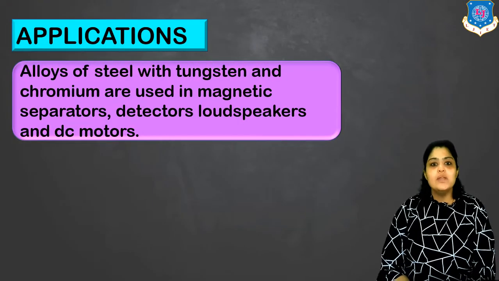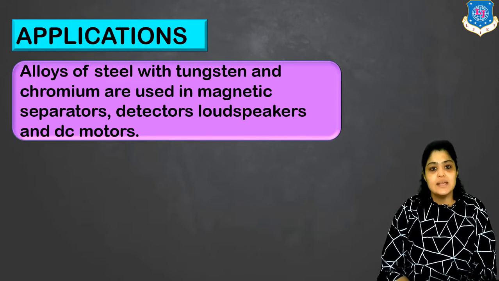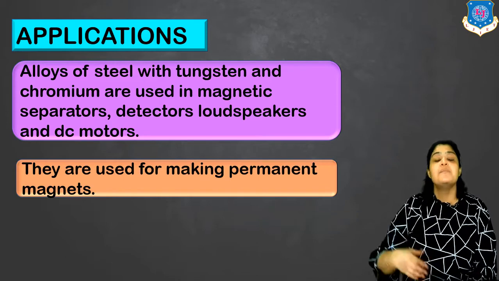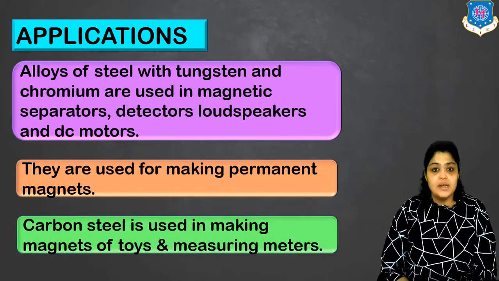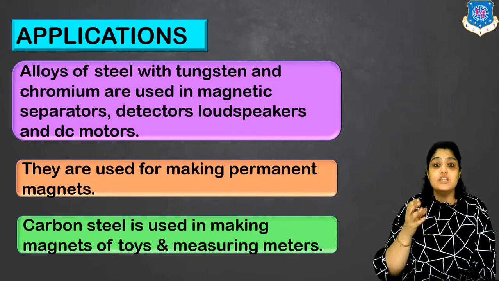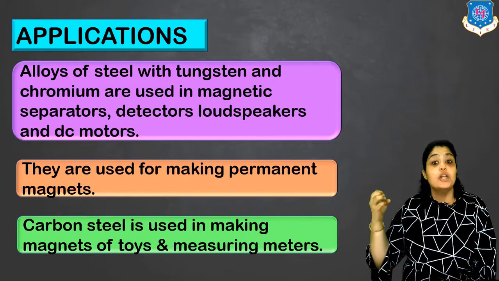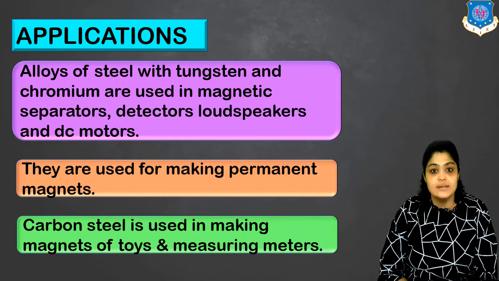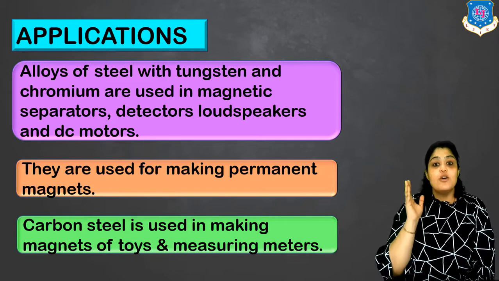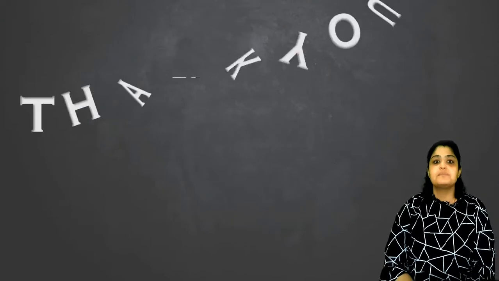Talking about their applications, alloys of steel and tungsten are used in magnetic separators, loudspeakers, DC motors and magnetic detectors. They are used to make permanent magnets. And carbon steel alloys, which are very good hard magnetic materials, are used to make magnets for toys and measuring meters. So this was about the properties of hard and soft magnetic materials and their applications.